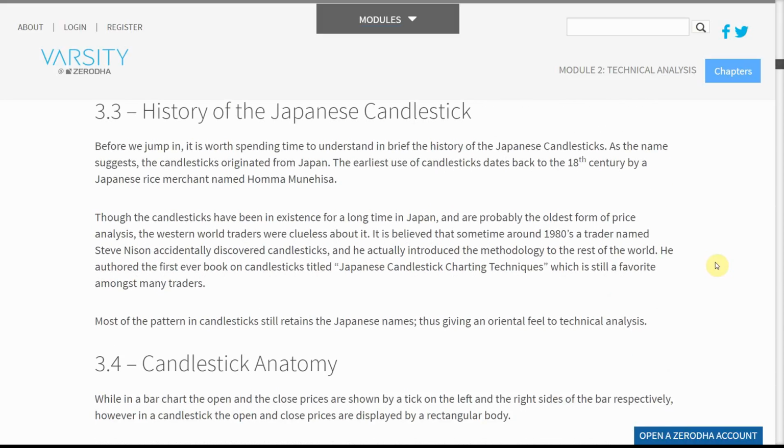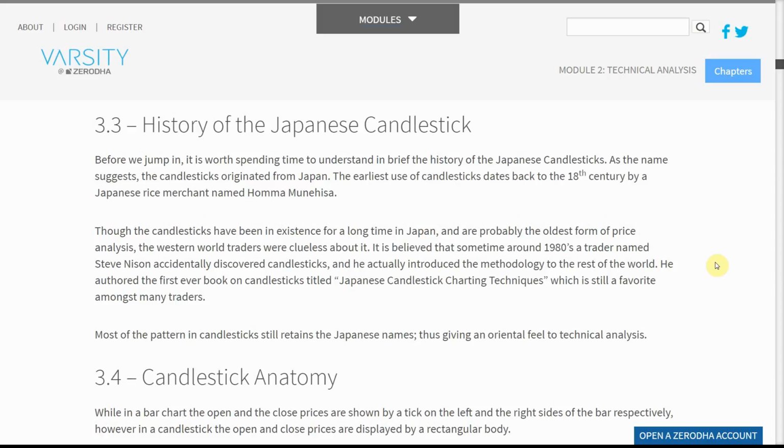3.3 History of the Japanese Candlestick. Before we jump in, it is worth spending time to understand and brief the history of the Japanese candlesticks. As the name suggests, the candlesticks originated from Japan. The earliest use of candlesticks dates back to the 18th century by a Japanese rice merchant named Homamune Hisa.